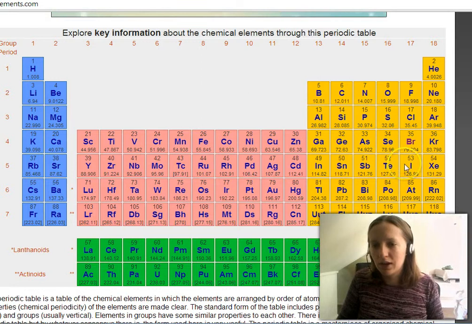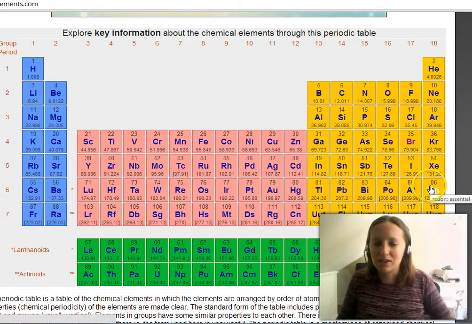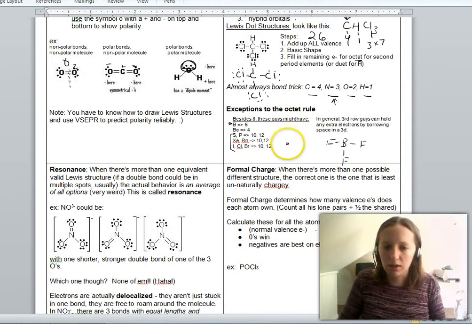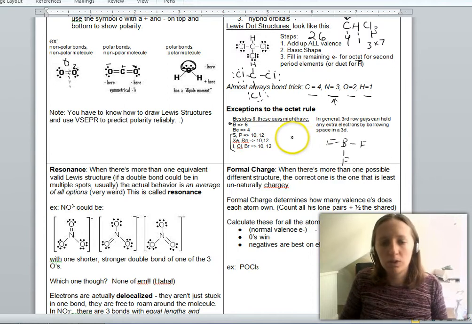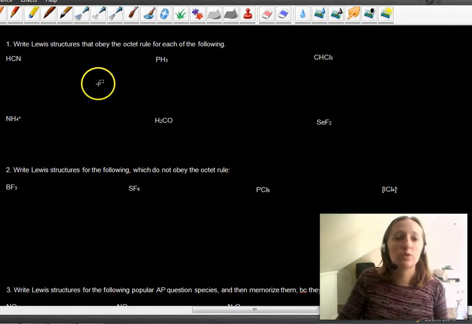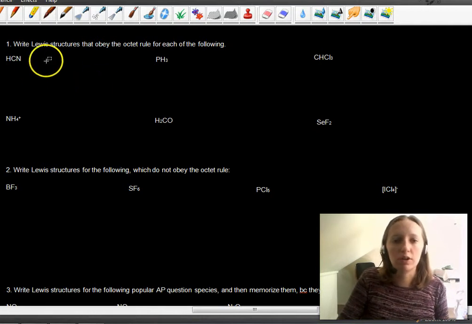Phosphorus, sulfur, chlorine, bromine, iodine, and then xenon and radon. These are the ones you end up seeing as center atoms that can have more than 8. And we will run into them when we do our problems, which, do I want to do them right now? Let me go see. Yes, I do want to do questions 1, 2, and 3 before we finish the lecture part. So here we go.